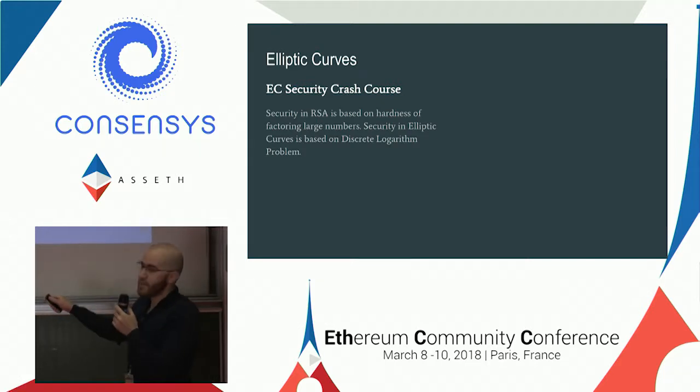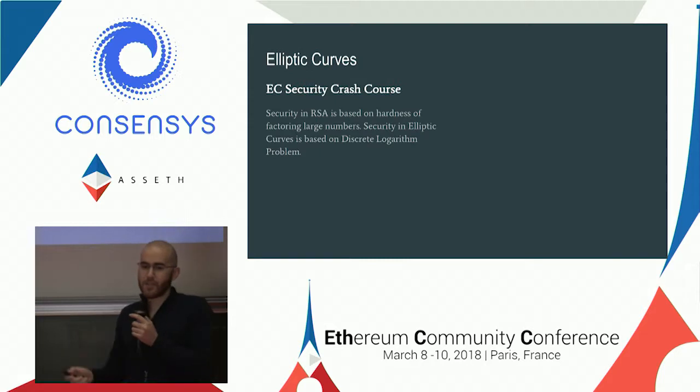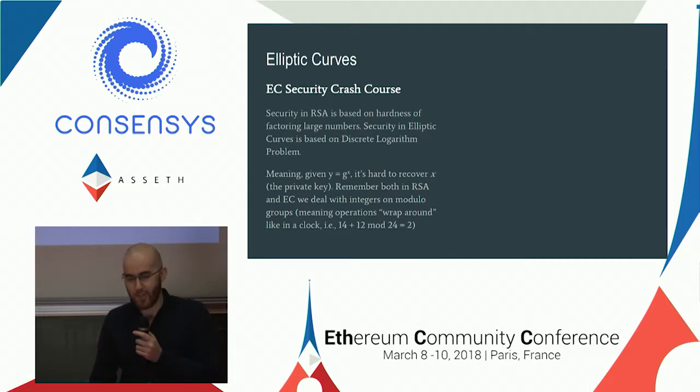I'll just read this out. The EC security crash course. The security in RSA is based on the hardness of factoring large numbers, but the security in elliptic curves is based on the discrete logarithm problem. So, what is the discrete logarithm problem? Given y, the result of a computation g to the x, right? If g is, for example, 2 and x is 4, then 2 to the 4th power would be 16, right?